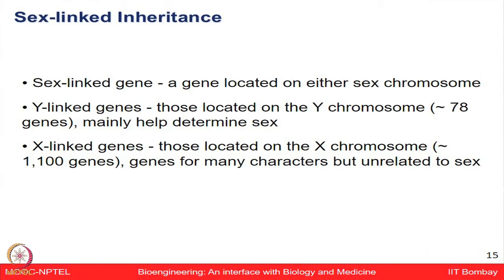There are many sex-linked genes which are found only on the X or Y chromosomes, and the Y-linked genes are much smaller in number. Only around 78 genes have been found on the Y chromosome, whereas on the X chromosome almost 1100 genes are there. So a lot of properties are uniquely present on the X or the Y chromosome, and they will follow the pattern coming from these chromosomes.